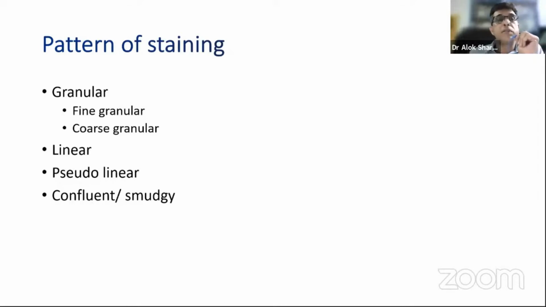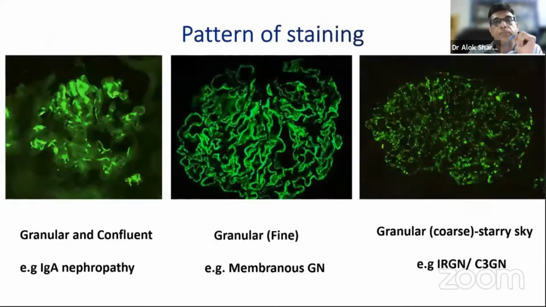Fine granular represents something, and coarse granular usually represents something else. So we'll come to that. So we take the same picture again. We just saw this in terms of deposit location. Now, if you look at the pattern, on the leftmost you can see the mesangial pattern is both granular and confluent. So you can call it a granular and confluent staining.